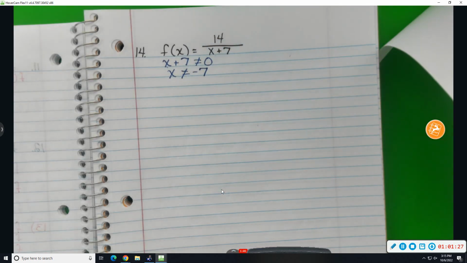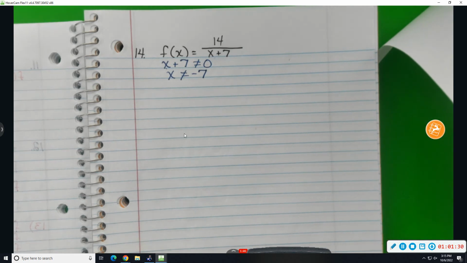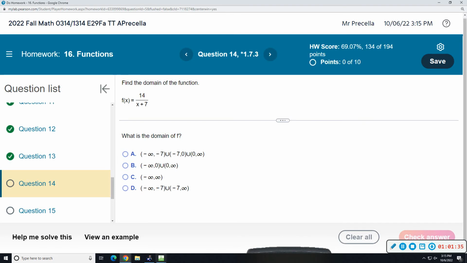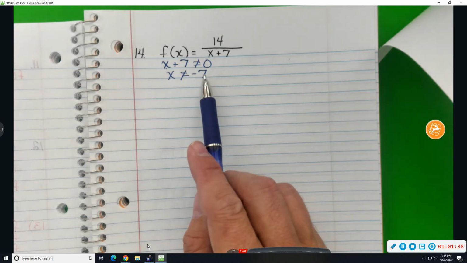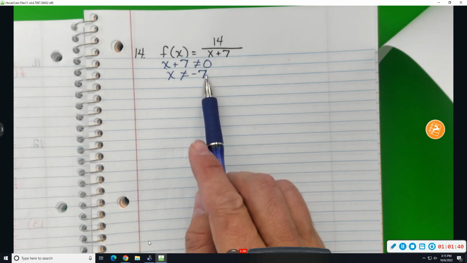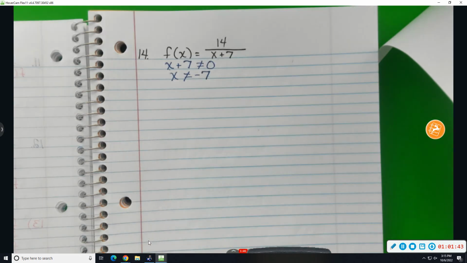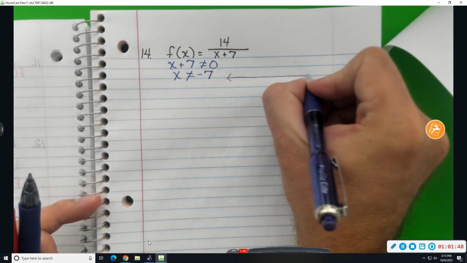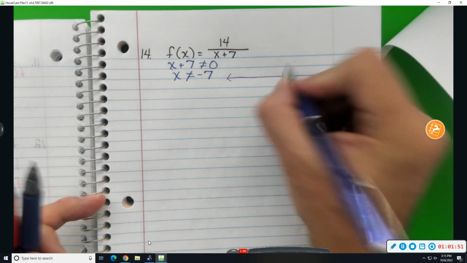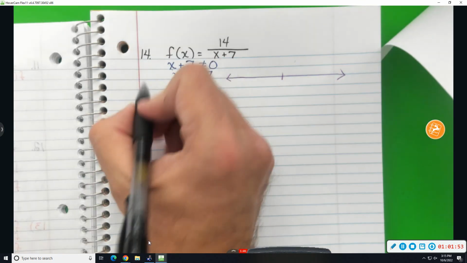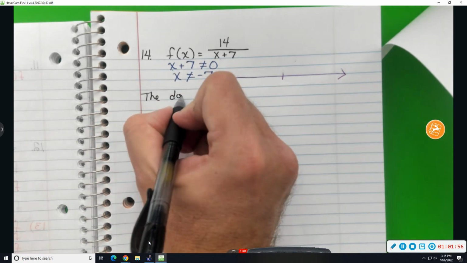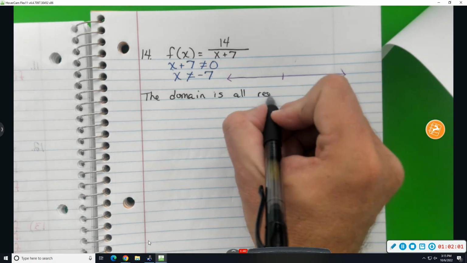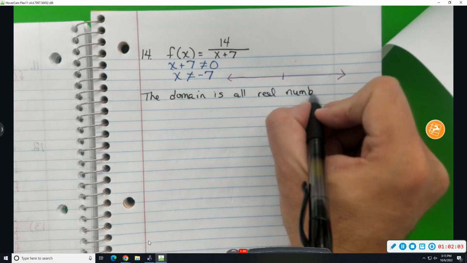Now, what you're actually told to do is find the numbers you can plug in for x. The only number that you can't plug in is -7. So we have multiple choice, but they won't all be multiple choice. So here's how you write it. In words, you would say the domain is all real numbers except -7.